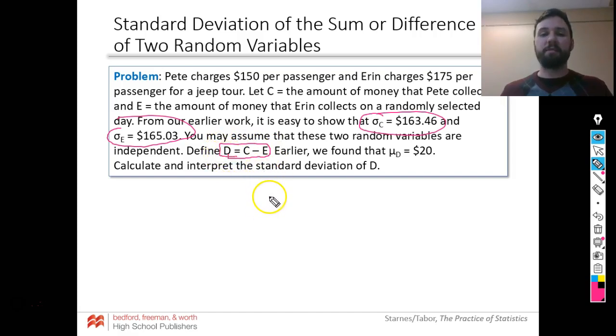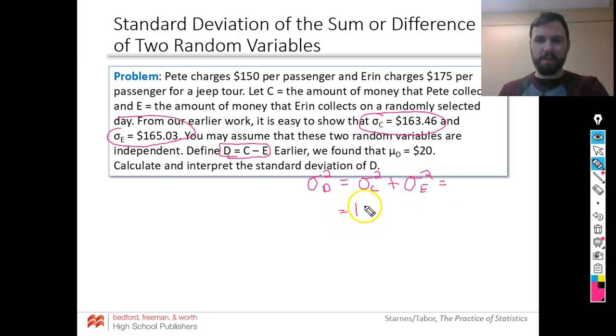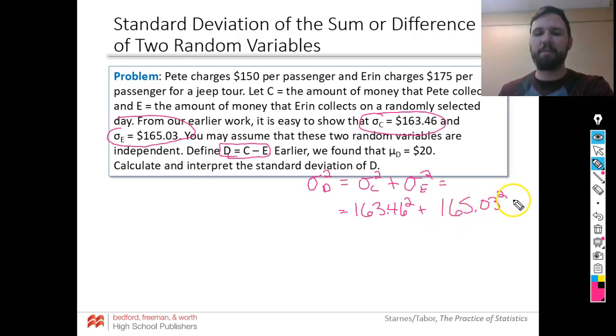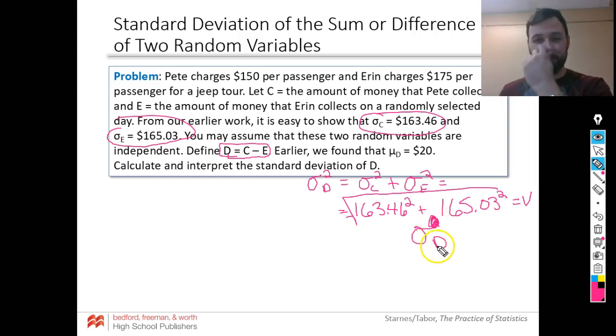So the formula for that is we take them, we square them, we add them. Okay? So to find D, we take them, square them, we add them. Alright? So we do a 163.46 squared plus 165.03 squared. And that'd give me my variance. I square root it to find my standard deviation. Alright, let's see what number that is.